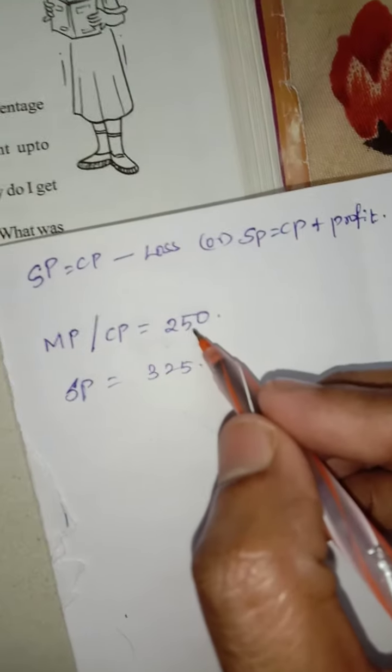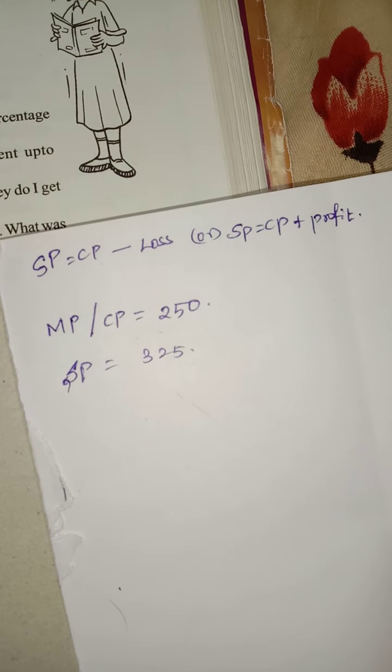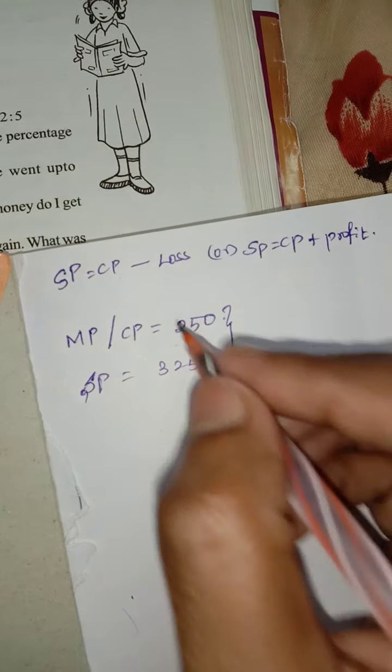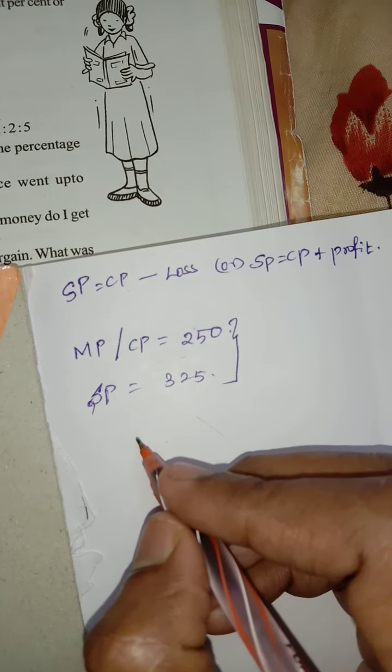வாங்கினது 250 ரூபாய், விற்றது எவ்வளோ? 325 ரூபாய். Then what is that? Then either it is profit or loss. Definitely it is profit, ஏன்னா வாங்கினது 250, விற்றது வந்து 325. So definitely it is profit.